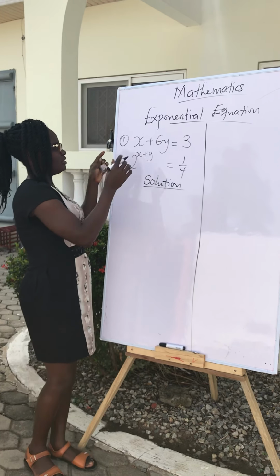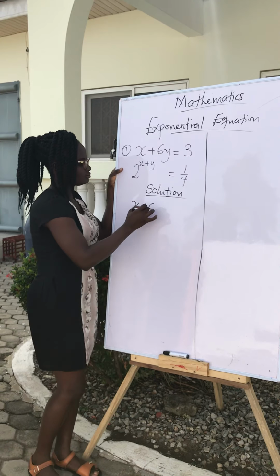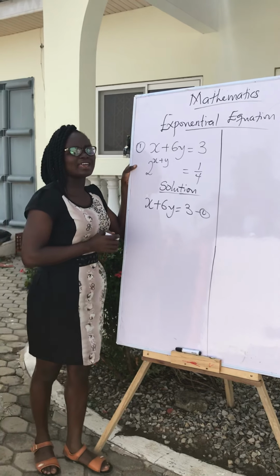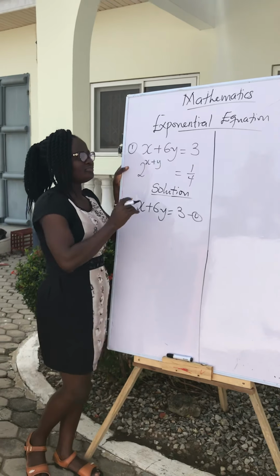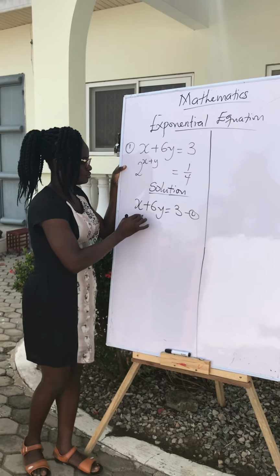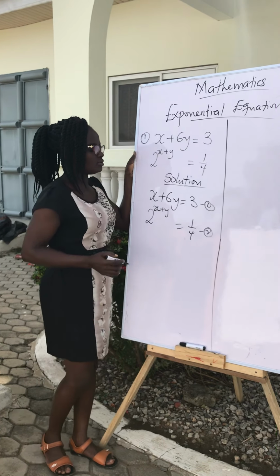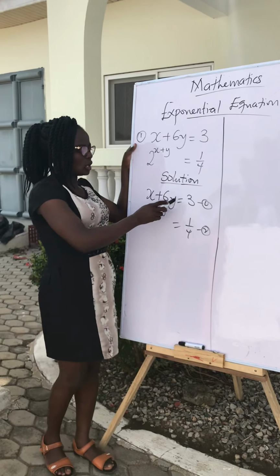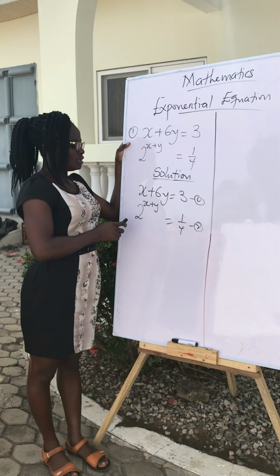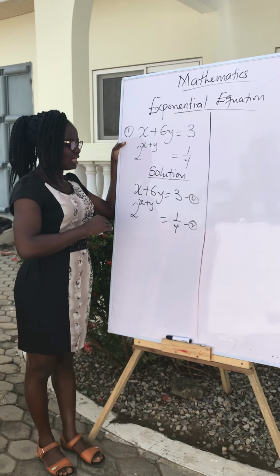So, the first equation, we are going to label our equations. We take the first equation as our equation 1, then the second as our equation 2. Good. Looking on the board, our equation 1 is already linear. So we are going to tackle the equation 2 to make it linear as well.